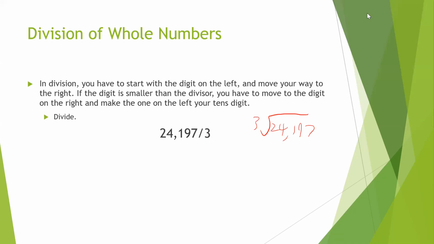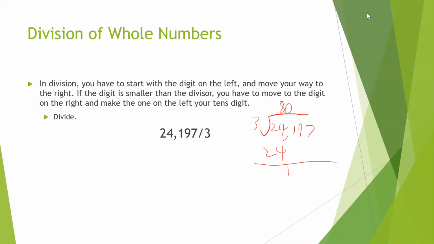So 2 is less than 3. So we move to the one on the right, which is 4, and we make 2 our tens digit. So now we're doing 24 divided by 3, and we know that's 8. So I write 8 up here and subtract 24. And what's left is we do 1, since we had to move 1 right from 4. And since 1 is less than 3, we have to write 0 here.